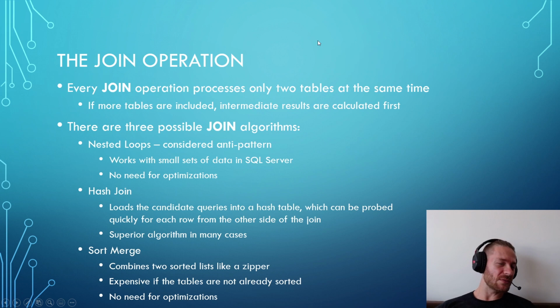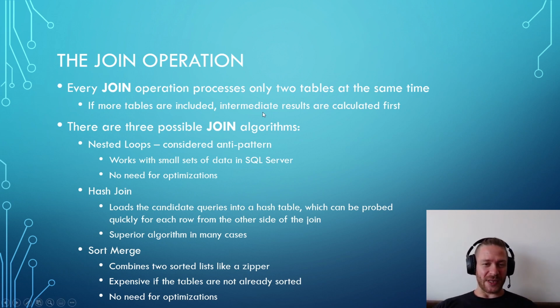The join operation, as you may already know, processes two tables at the same time. If you have multiple joins, the engine, SQL Server for example, first joins two of these 3 or 4 tables, then calculates the intermediate results between these two tables, and then it adds the result from the third one. So for every join operation, we have two tables which are joined at the same time. If we have more joins, then it's the same process with some intermediate results.